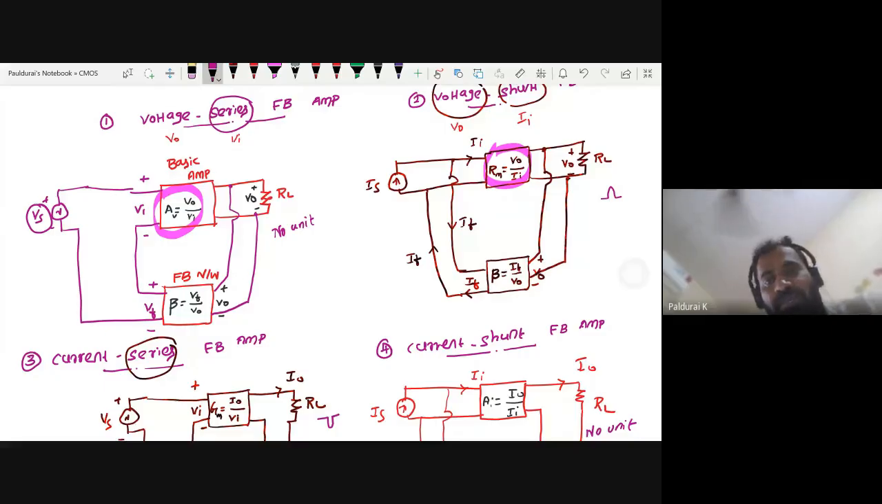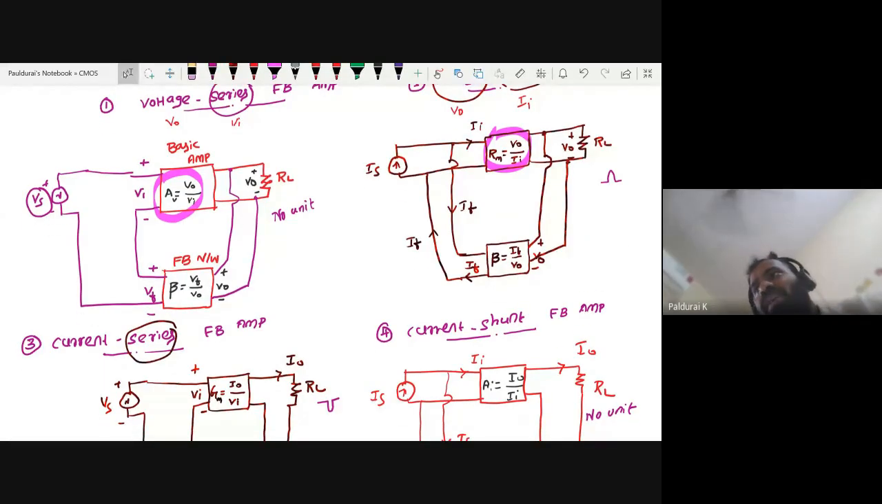But we want to be clear. All the gains we have seen so far, current gain or voltage gain, are unitless. But here, for voltage shunt as well as current series, you want to be very careful. The unit is different. For voltage shunt, the unit is resistance. For current series, the unit is conductance, the inverse of resistance.